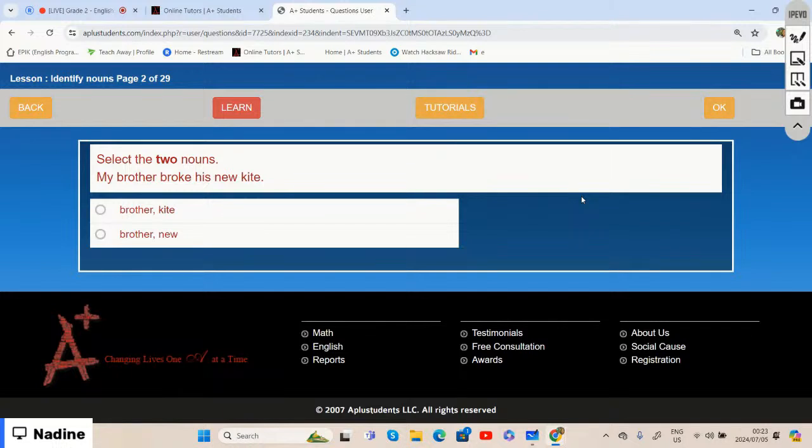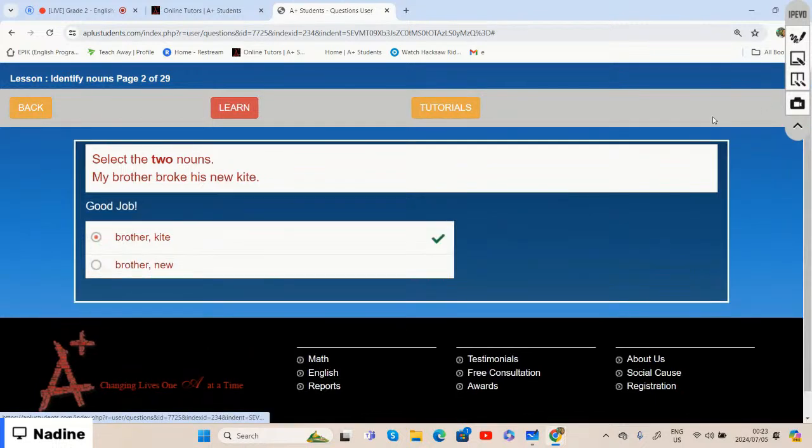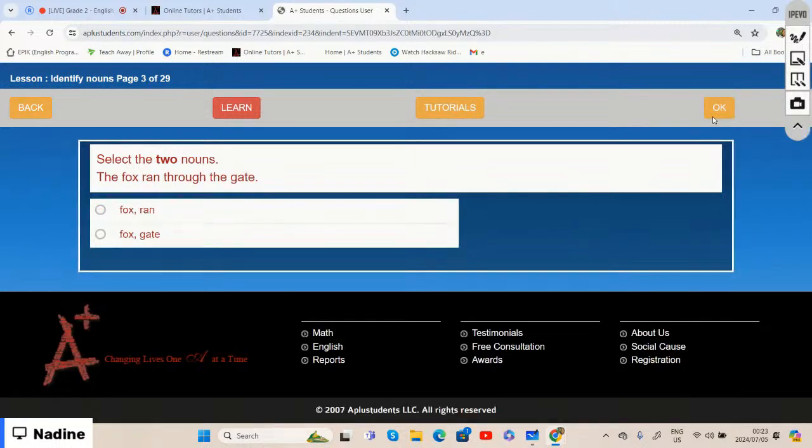All right, and if we were to choose the option where we select the two nouns, then we will say it is option one, which is brother and kite. Because brother names a person, and kite names a thing. So well done. That is the two nouns, brother and kite.